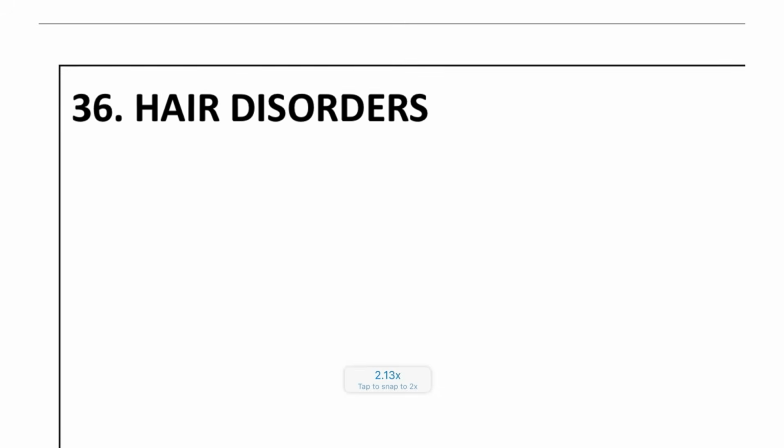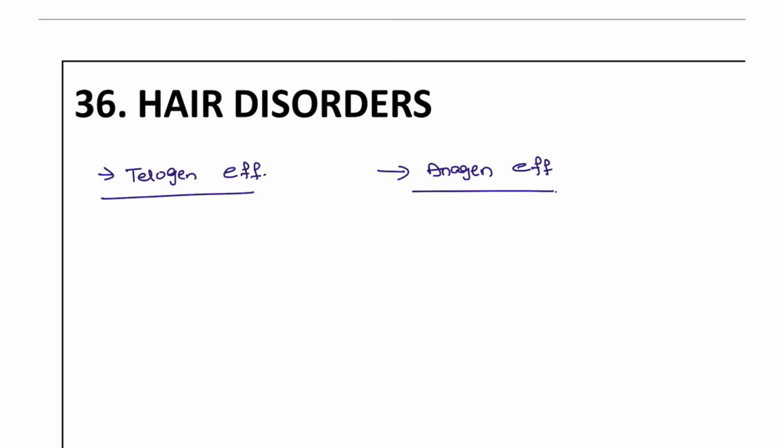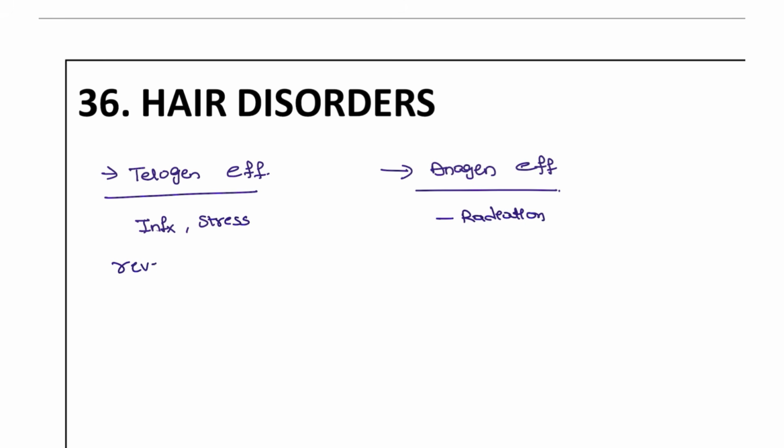Next condition, hair disorders. Hair disorders can be a potential question, guys. First, let's see telogen effluvium, and another one is anagen effluvium. Patients suffering from telogen effluvium have an associated infection or stress. Anagen effluvium is mostly due to radiation, so cancer patients, right? And both are reversible.